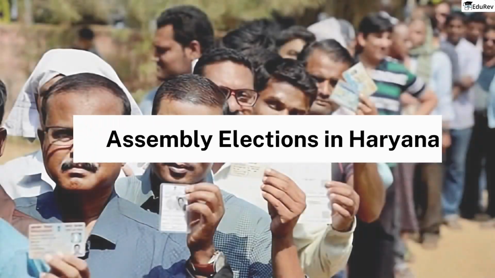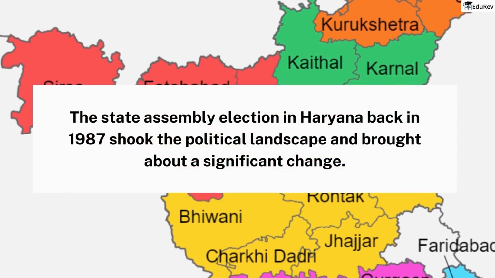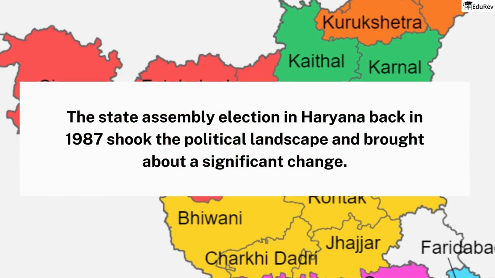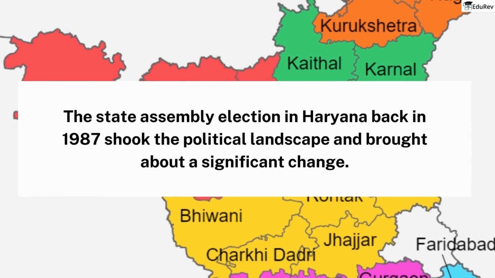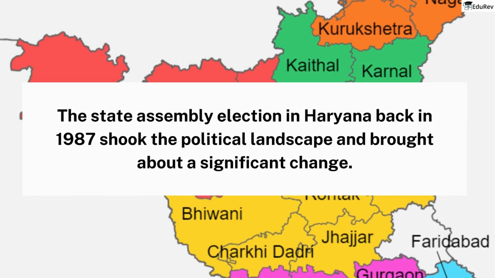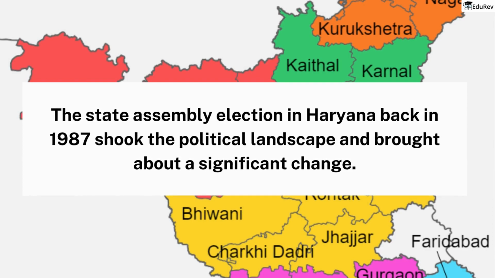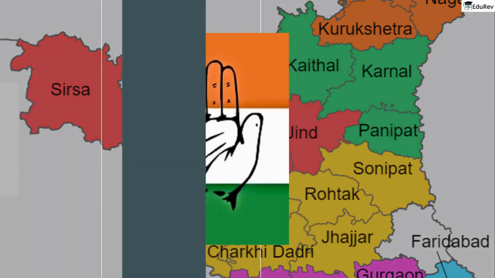Let's get started with the first topic, Assembly election in Haryana. In a thrilling turn of events, the State Assembly election in Haryana back in 1987 shook the political landscape and brought about a significant change. That is why it is important to learn about Assembly election in Haryana before understanding the need of elections.